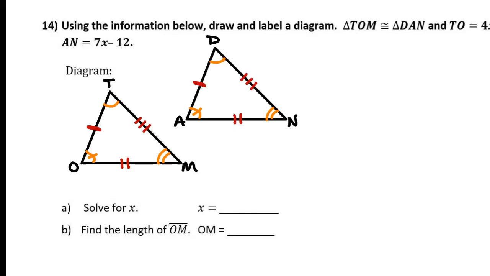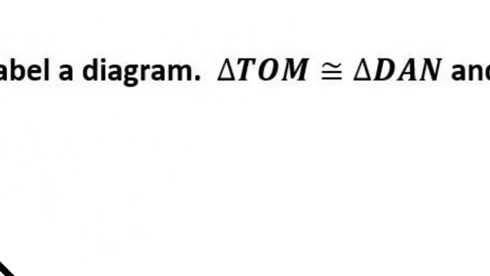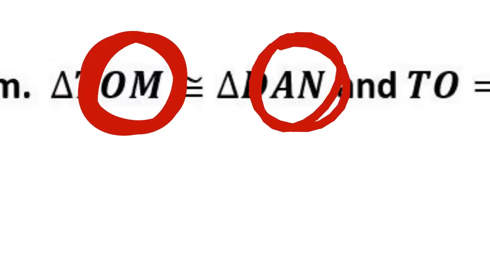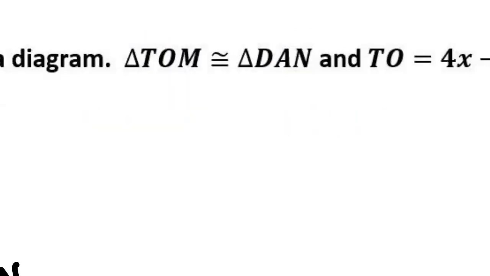So it's all coming from the triangle congruence statement, from these six letters right here and the order that those are in. Notice OM is the middle and last letter here. AN is the middle and last letter here. That's how I know they're congruent. It's not because of the way the picture is drawn. It's because of what the triangle congruence statement says.